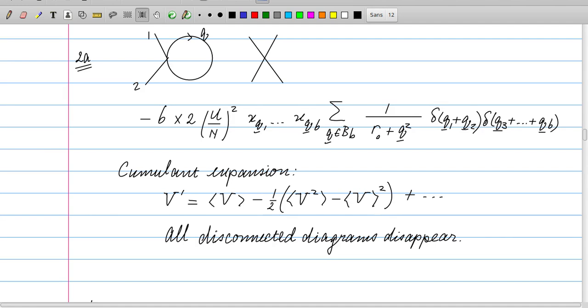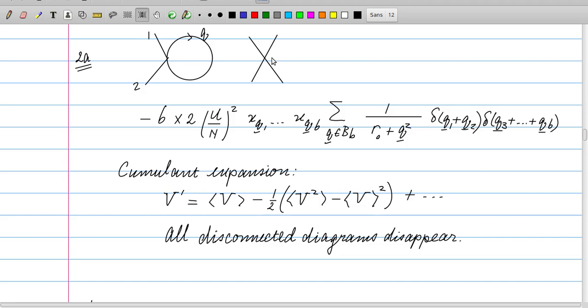And now we realize that there is another term in the cumulant expansion, which is the expectation value of v squared. And when we worked out a single expectation value of v, we have come across both this loop diagram and this vertex diagram. And so that means that this combination will also pop up in this term, and if you work out the math, it turns out that in the end all the disconnected diagrams disappear.